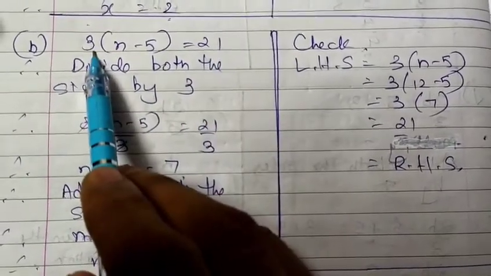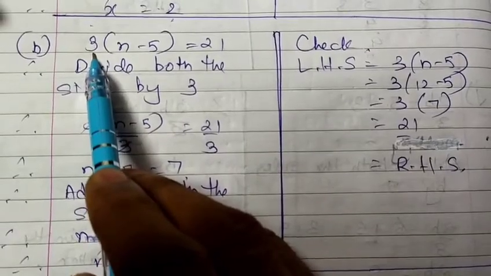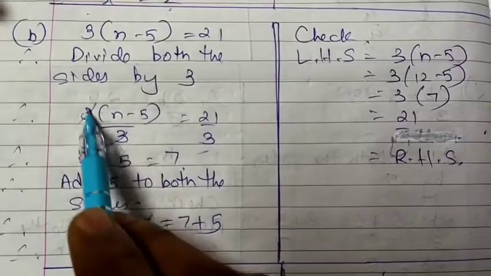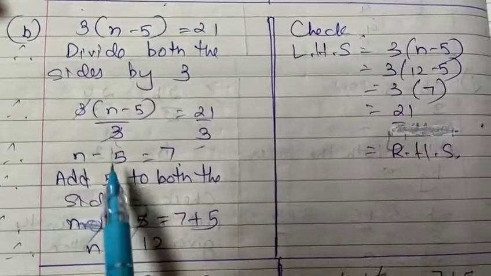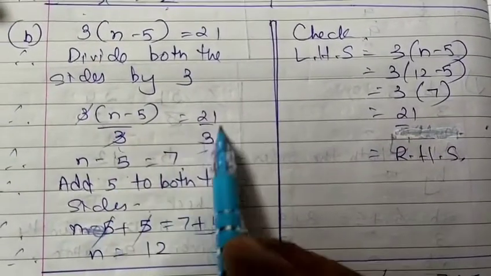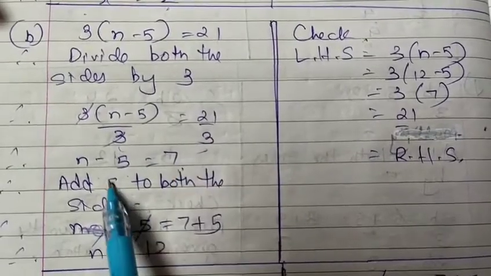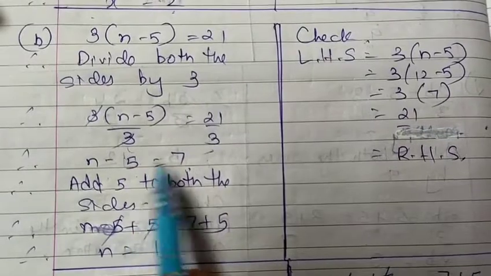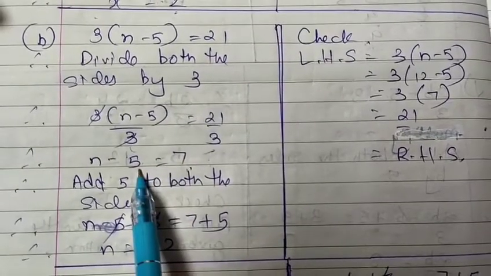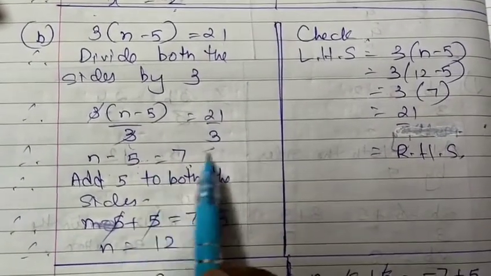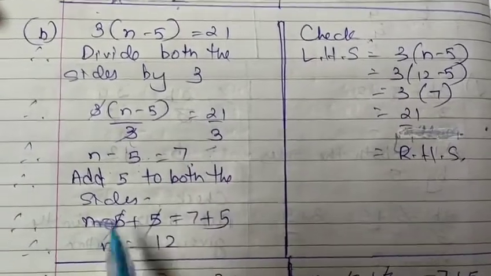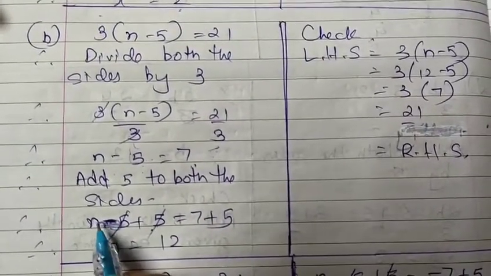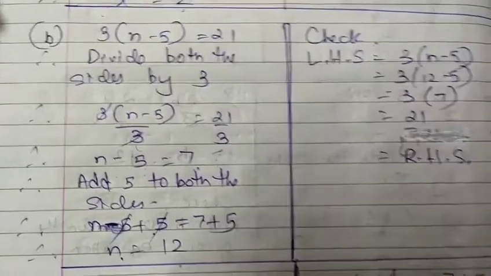So let us eliminate this value of 3 first. Divide both the sides by 3. So 3 and 3 will get cancelled. Then what is left? n minus 5. Here 21 divided by 3 gives 7. Now either you transpose this value toward your right hand side, or you can add 5 to both the sides, because here it is negative 5. If I add positive 5 to both the sides, negative 5 and positive 5 will get cancelled. So n equals 7 plus 5, which gives 12.